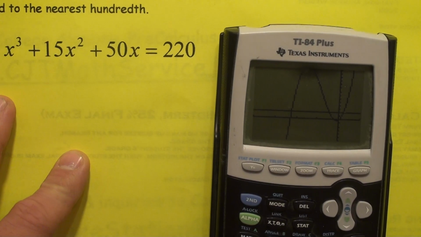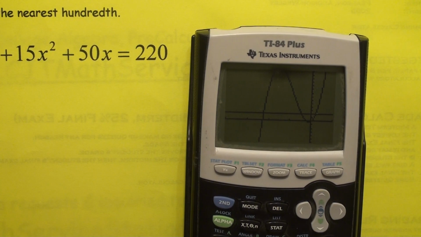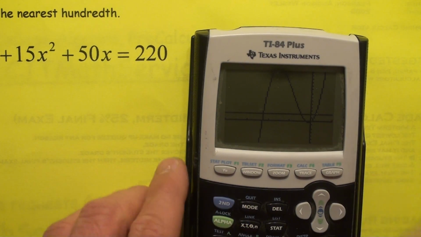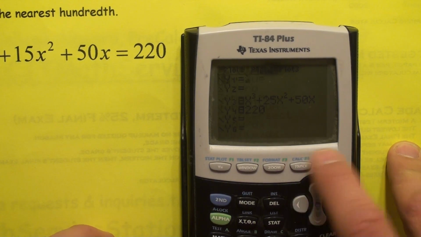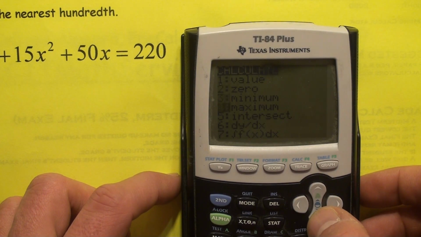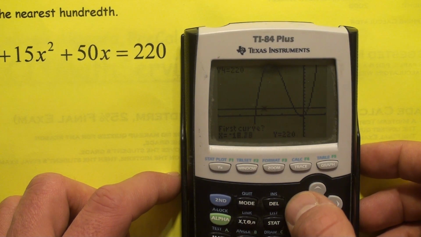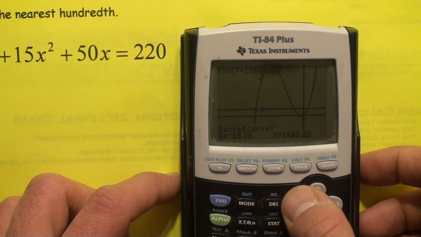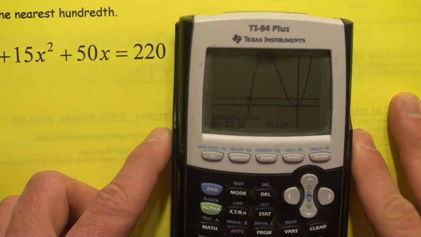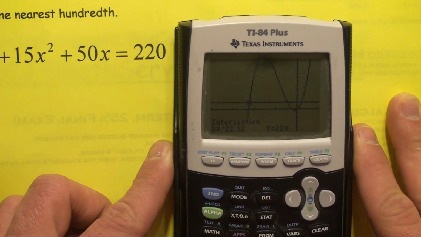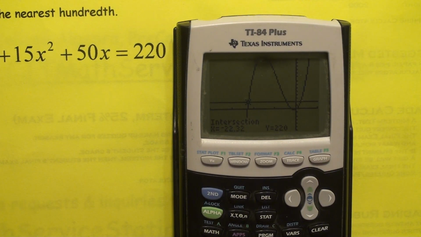All right, so what are we going to do? Well, we've looked at this in a couple of videos back. We're going to use the intersection. So we're going to press second calculate. We're going to go to the intersection, press enter. First curve, where are we? There it is. Yeah, that's the first curve, yes. Second curve, yes. Take a guess, yes. And we get -22.32. And wow, look at that. It's already rounded for us because we pressed mode and we're in good shape.